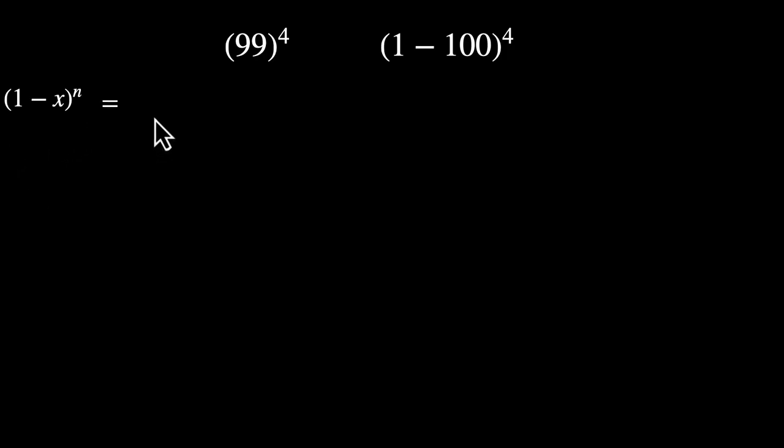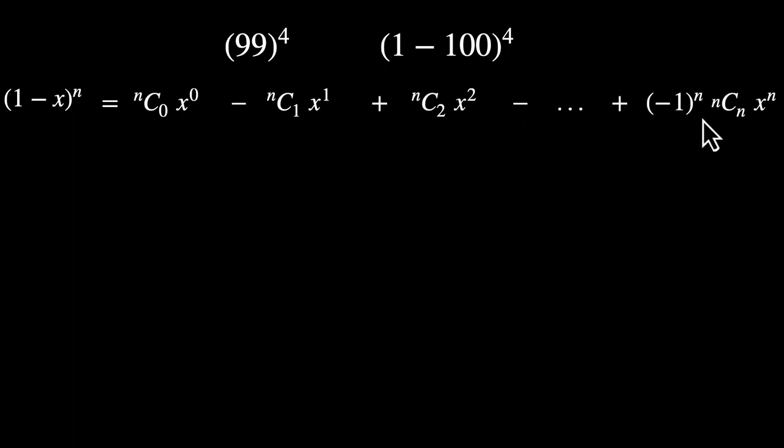Well, that's equal to nc0 x to the power 0 minus, don't forget the alternating plus minus signs, nc1 x to the power 1 plus nc2 x square minus nc3 x cube, and so on up until the last term. All right, so let's do that. N here is 4, so we have 4c0, 4c1, 4c2, 4c3, and 4c4. Don't forget the alternate signs. The first one is positive, then negative, plus, minus, plus.